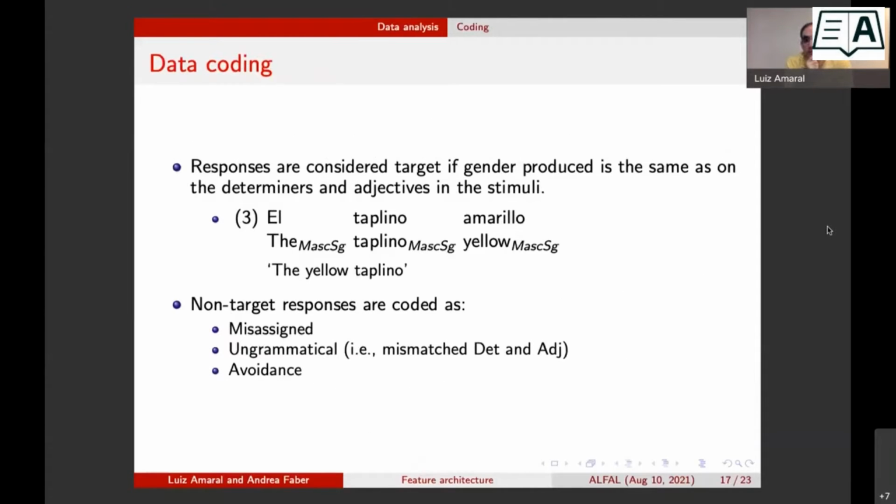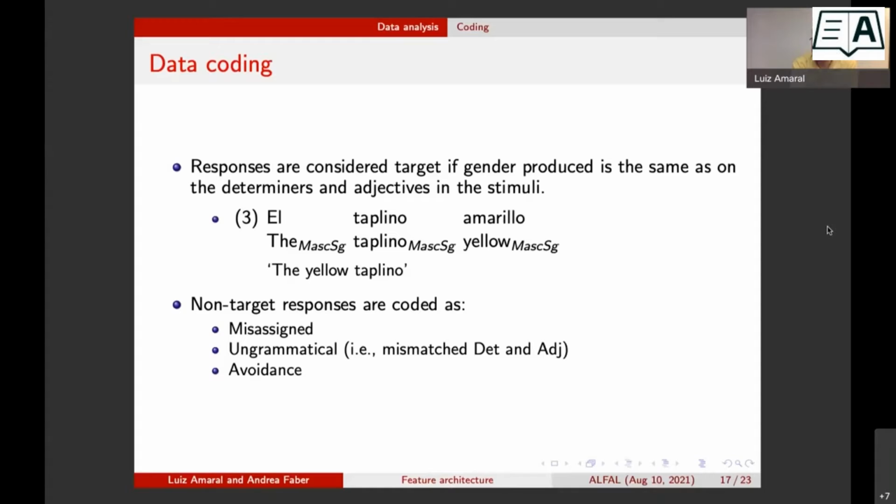So the responses are considered target if the gender produced is the same as on the determiners and adjectives in the stimuli and matches the gender that was assigned to the noun, right? As we see in the example here, el taplino amarillo. So the non-target responses were coded as misassigned, ungrammatical, or avoidance, right? So misassigned is when, let's say we were targeting la taplino amarilla, which was one of the items, right? And then they said el taplino amarillo, right? So that's misassigned. Ungrammatical is when the determiner and the adjectives mismatch.